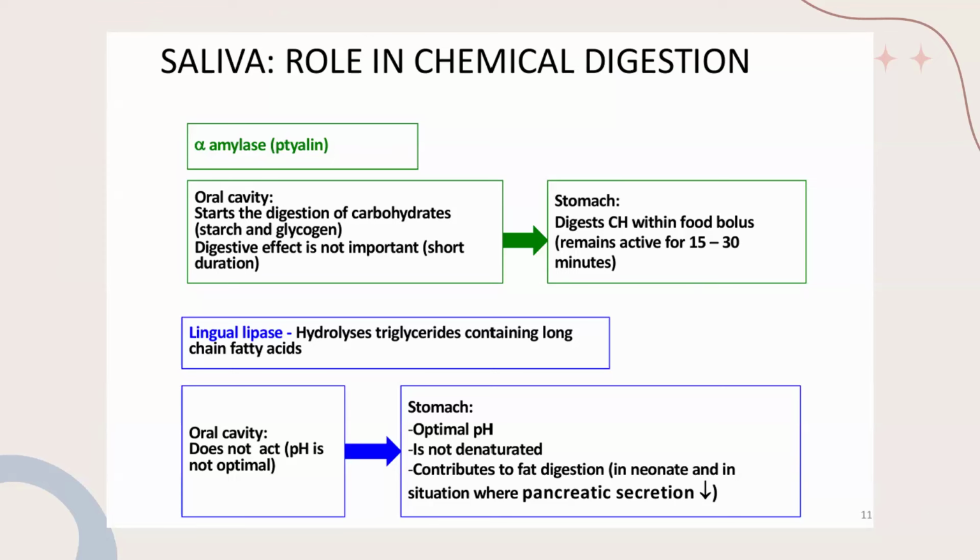Lingual lipase, as we said, hydrolyzes the triglycerides containing long-chain fatty acids in the oral cavity. Also, it has a minimal effect, and this is due to the pH. The pH in the oral cavity is not optimal for the lingual lipase to work, but in the stomach, there is an optimal pH, so it can actually work better in the stomach.